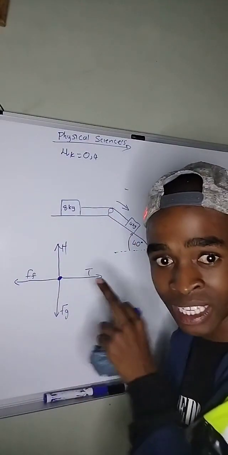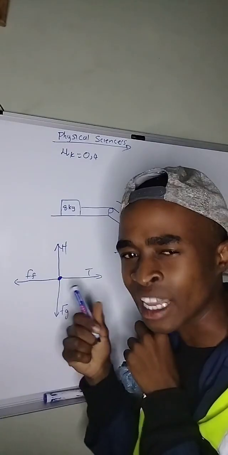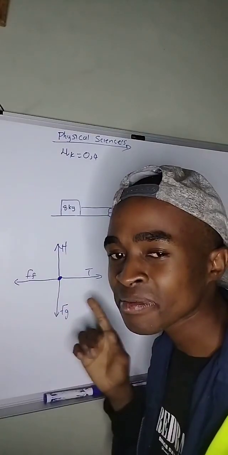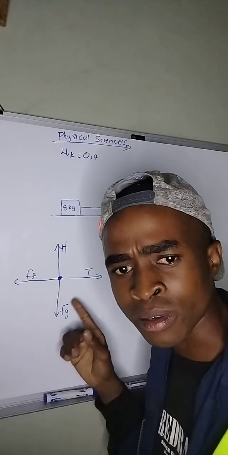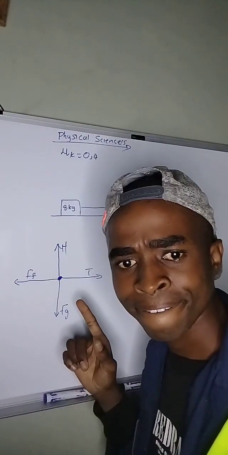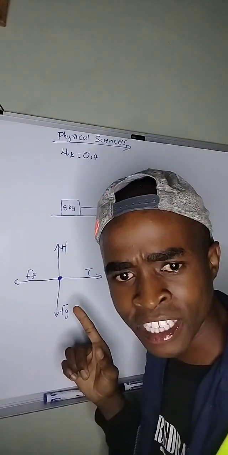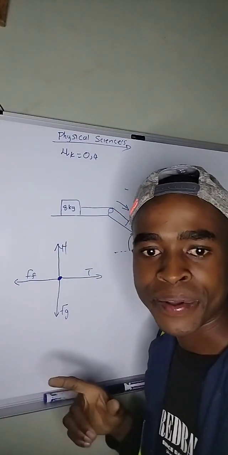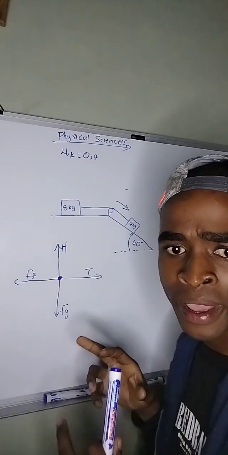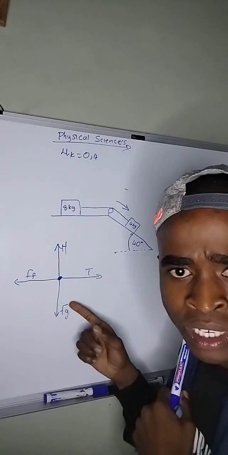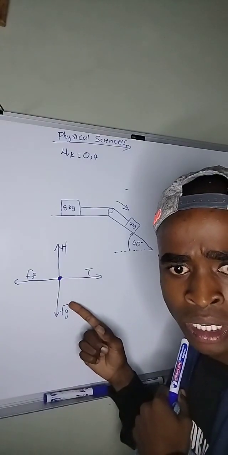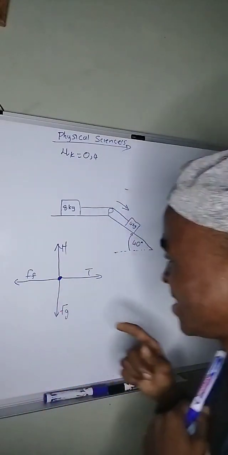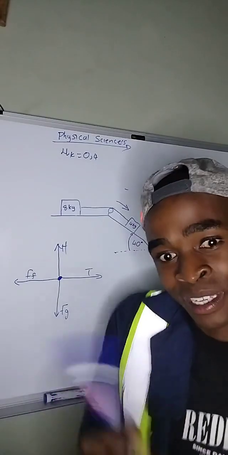What is wrong about this? Because this free body diagram is wrong. We are correcting some students who are drawing this kind of free body diagram. What is wrong with this? Guys, come on. I guess it's one person who got this.